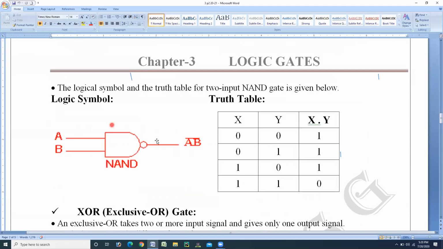When you observe the logic symbol, just the NOT symbol is added on the output side of the AND gate. That becomes the NAND gate. Then when you observe the truth table, the output is exactly the complement of AND gate. Here x dot y is in bold letters, which means the complemented form: x dot y whole complement.